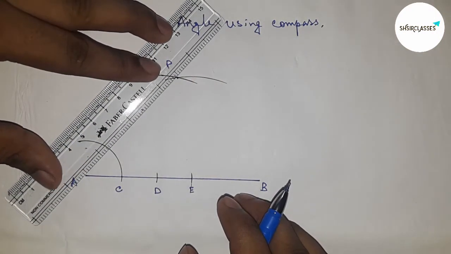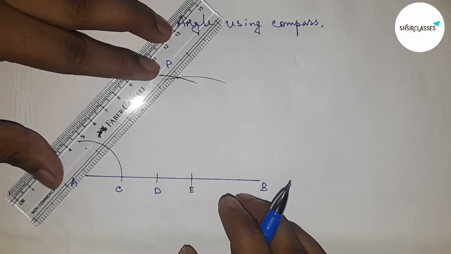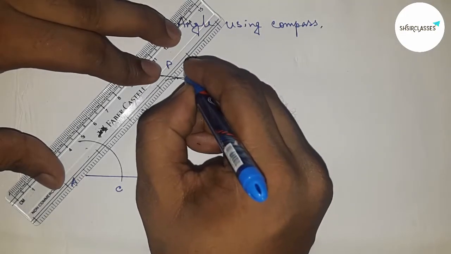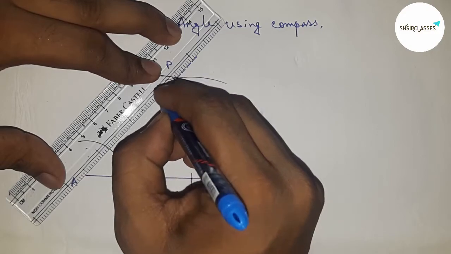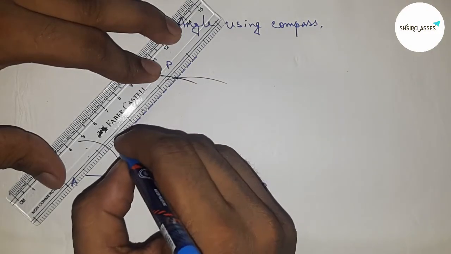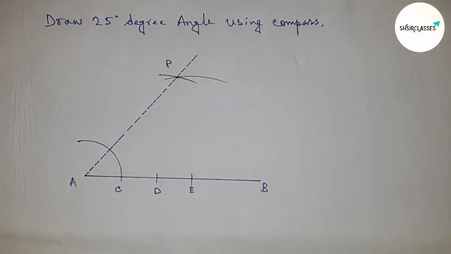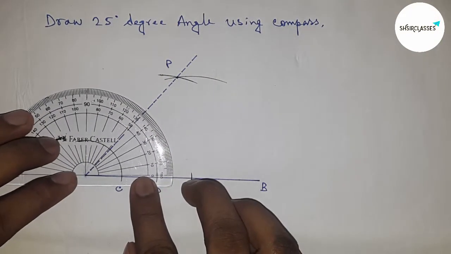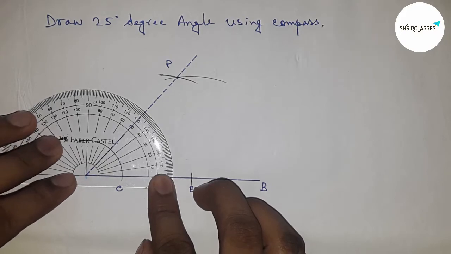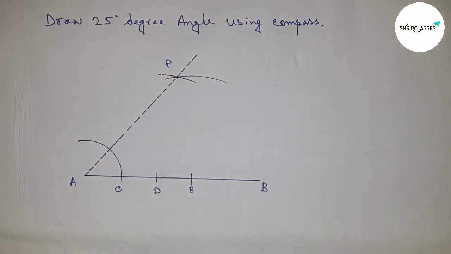So next, joining this P and A. So by joining this, we got a 50-degree angle. So this is a 50-degree angle. So checking here whether it is 50 or not. So this is perfectly 50-degree.